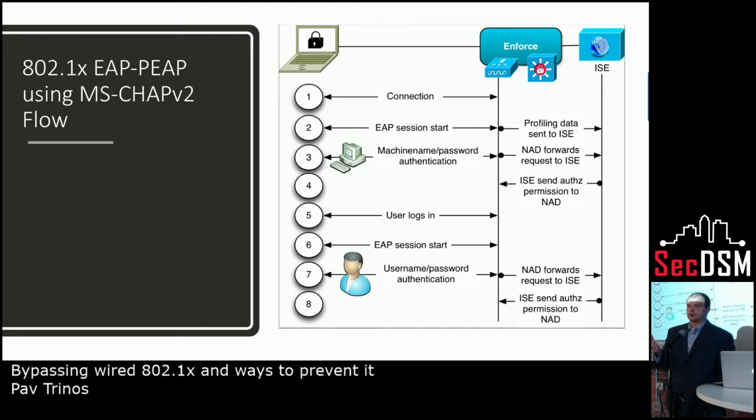Super quick, the difference with PEAP MS-CHAP is that we're not doing certificates for the user or for the machine; we're just using machine credentials and user credentials. I would highly suggest not using user credentials here, just because they're so easy to pass on, right? But machine credentials are very nice, very secure.